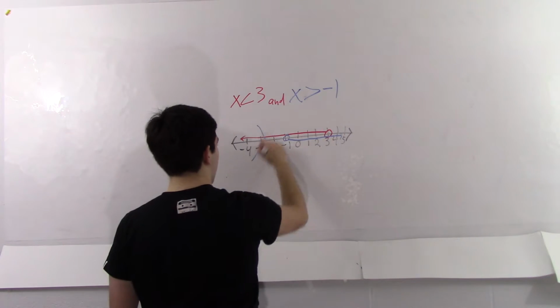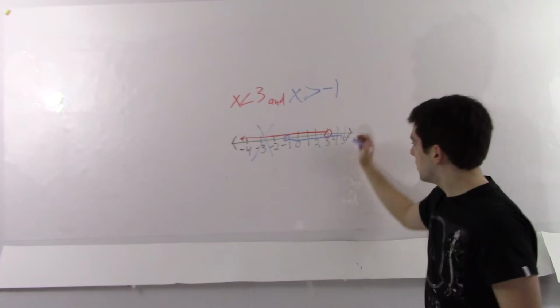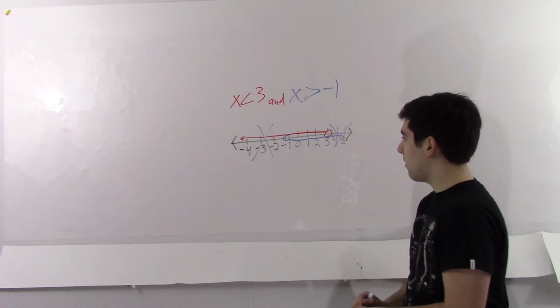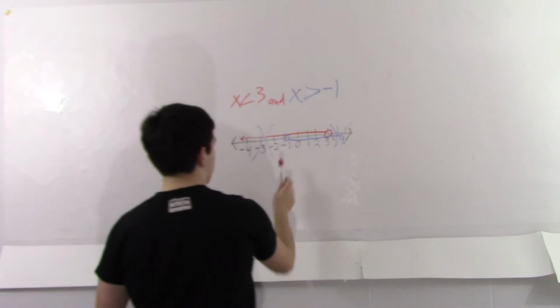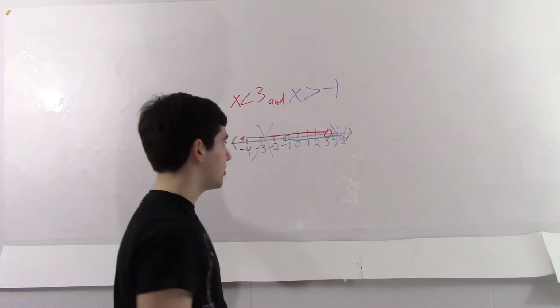So we don't have to worry about any of the numbers here. Here we only have blue. So any of the numbers here are only meeting one condition. However, the numbers in between from negative 1 to 3 meet both colors or both conditions.